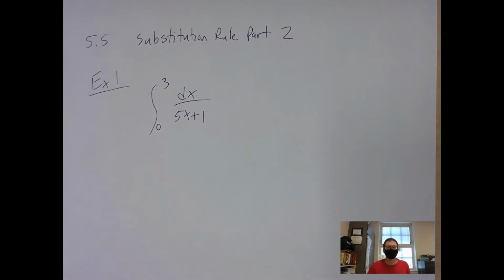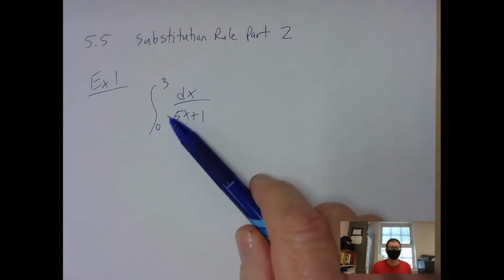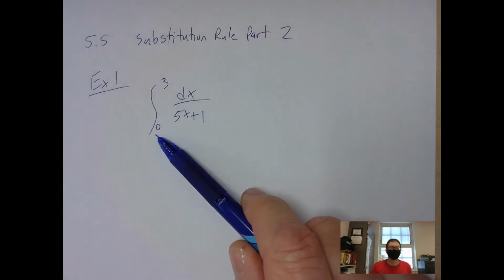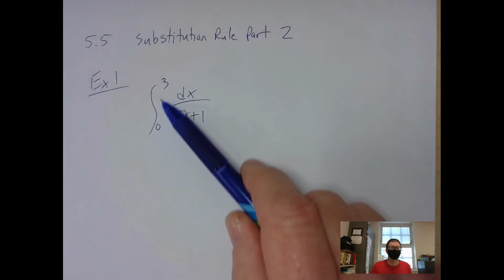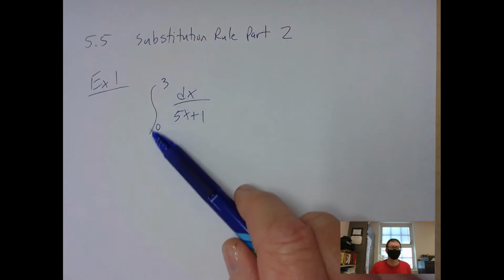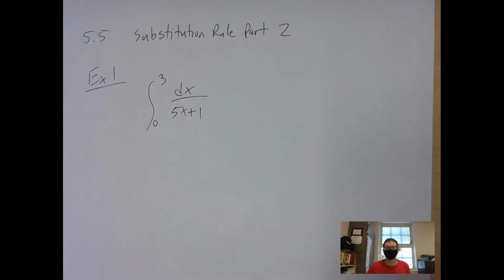All right, so we're going to do the substitution rule part 2. So this is different because it's a definite integral. It has limits. So we're going to go from 0 to 3 on this one. We have to figure out how to handle that situation.